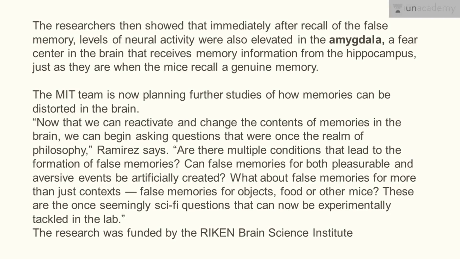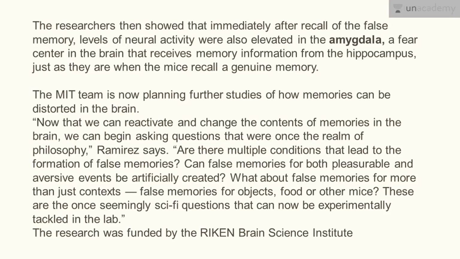The researchers then showed that immediately after recall of the false memory, levels of neural activity were also elevated in the amygdala, a fear center in the brain that receives memory information from the hippocampus, just as they are when the mice recall a genuine memory.